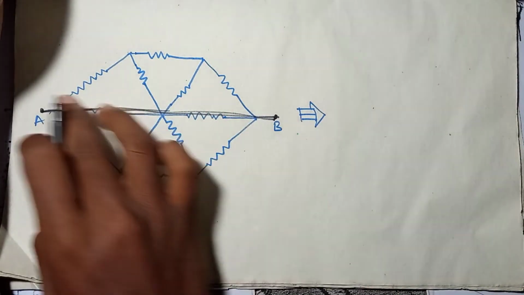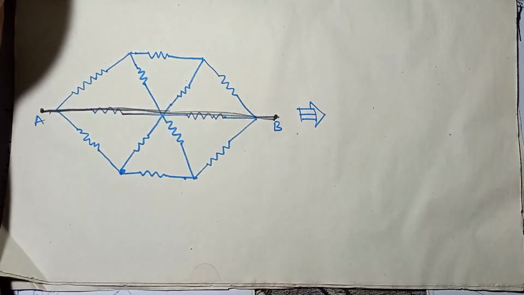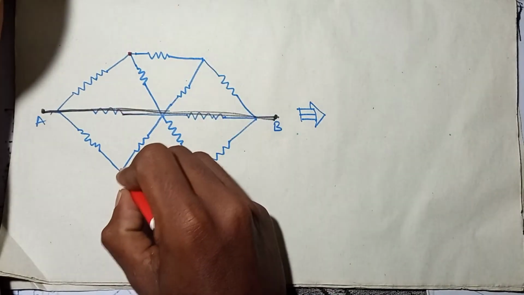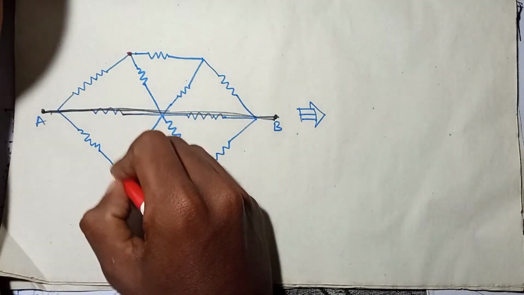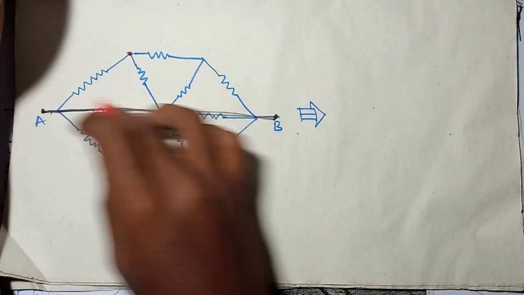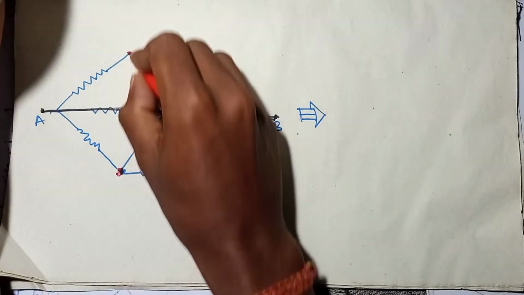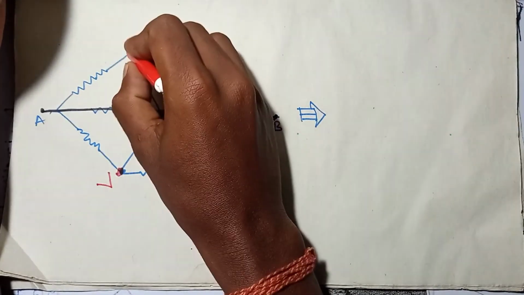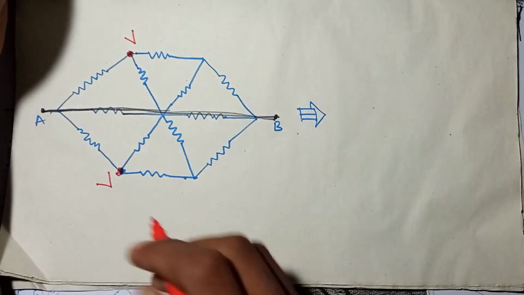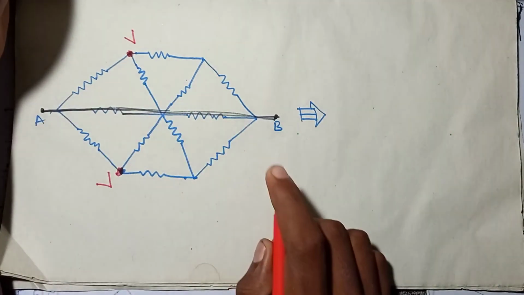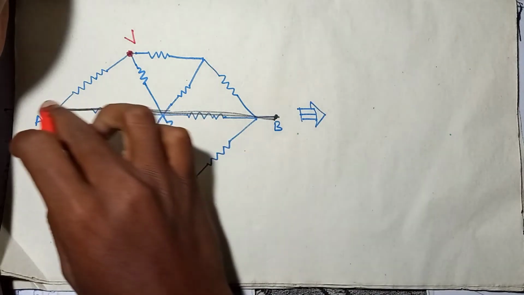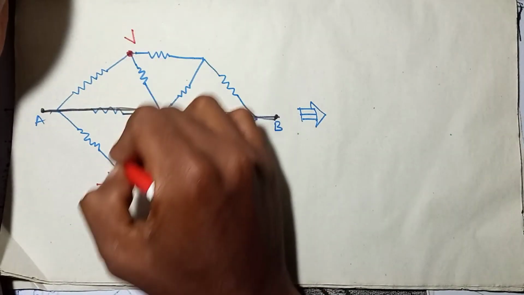If a circuit contains the first plane of symmetry, then the points which are mirror images of each other, this point and this point, with respect to this straight line, are at the same potential. Let's say the potential of this point is V, then this point will also have a potential of V. This is point number 1. The points which are mirror images of each other with respect to this straight line have the same potential.